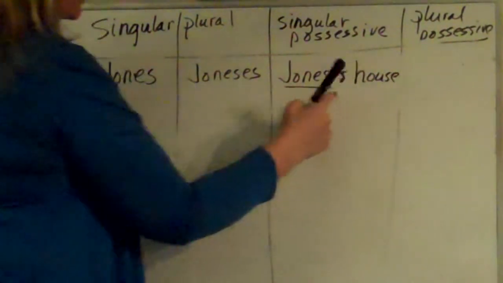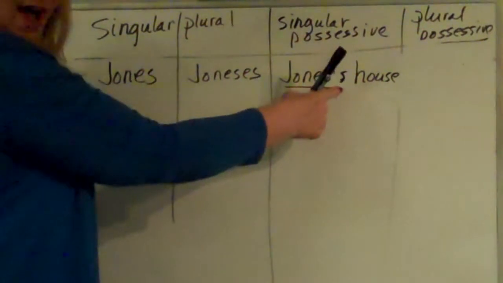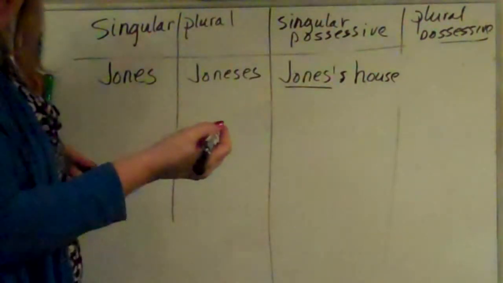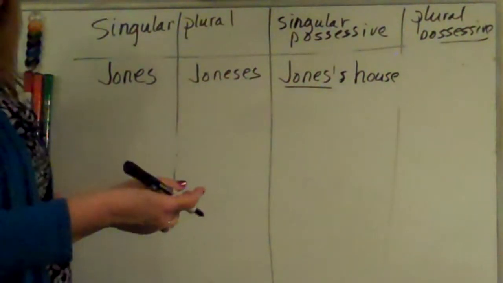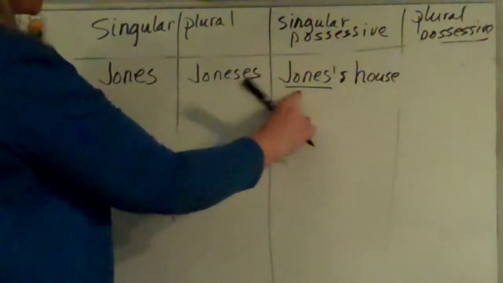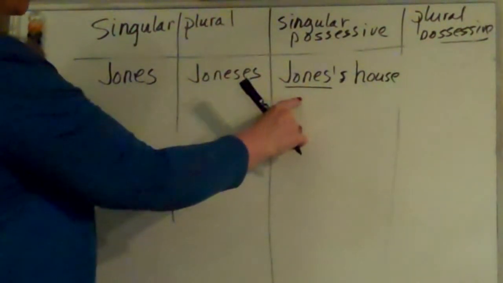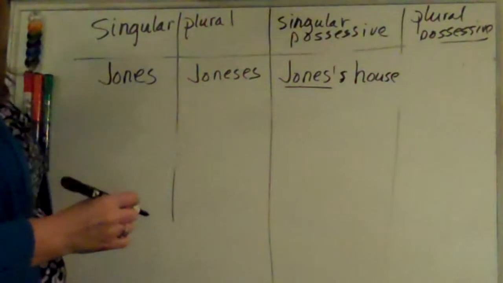Anytime you have a word that ends in S and you add another S, you automatically add another syllable, making it more difficult to pronounce. Now because this is only one syllable, it's not a big deal to add that apostrophe S.